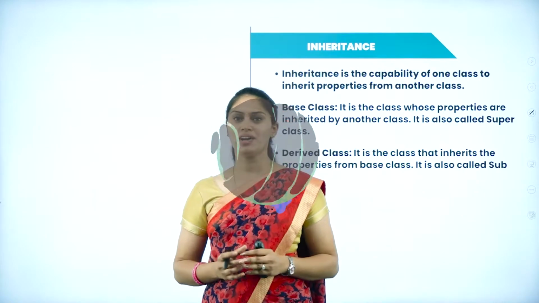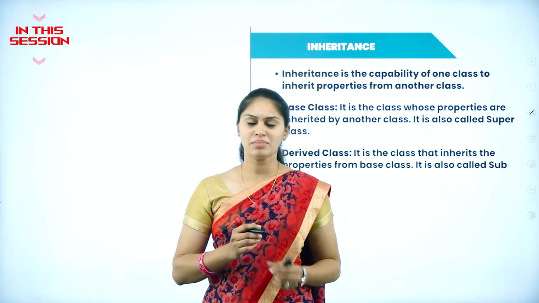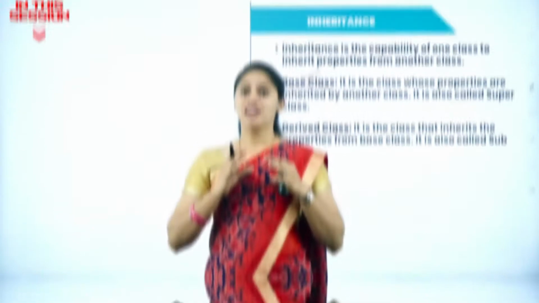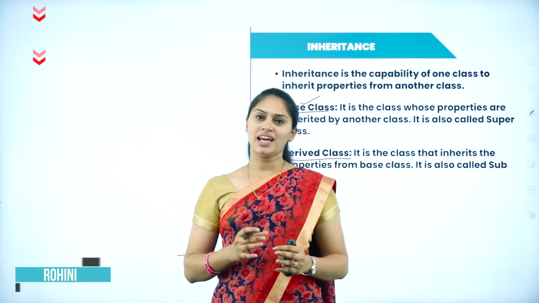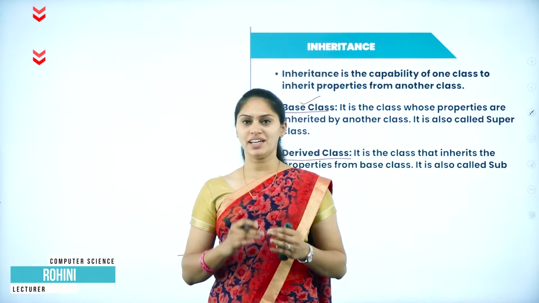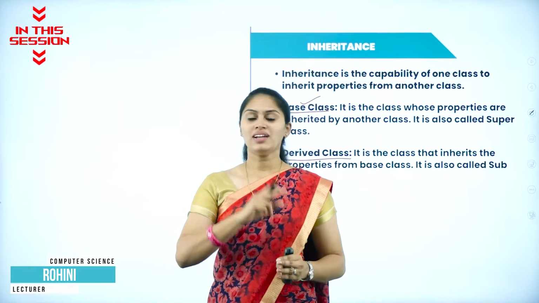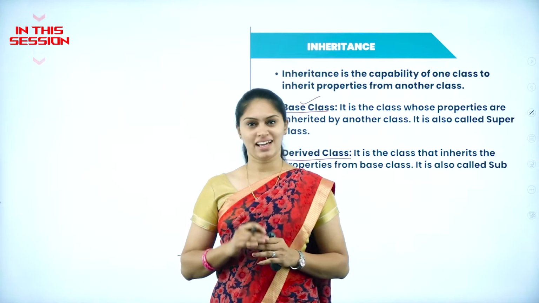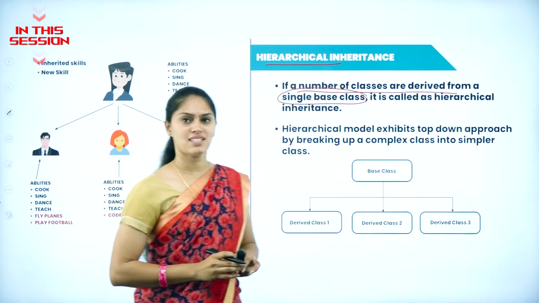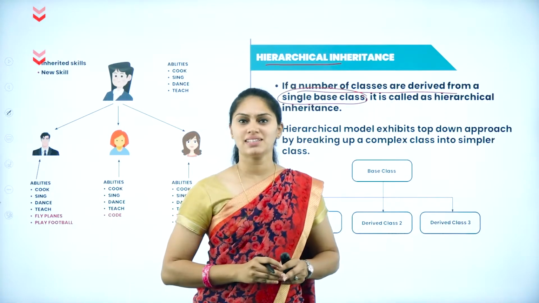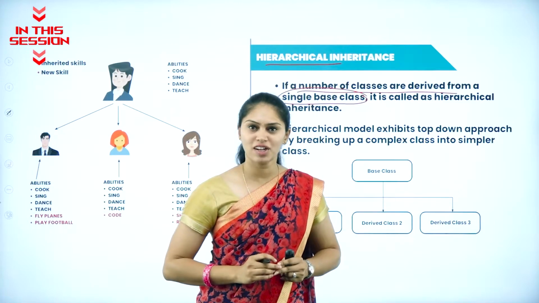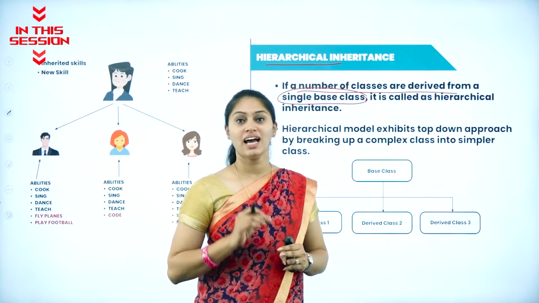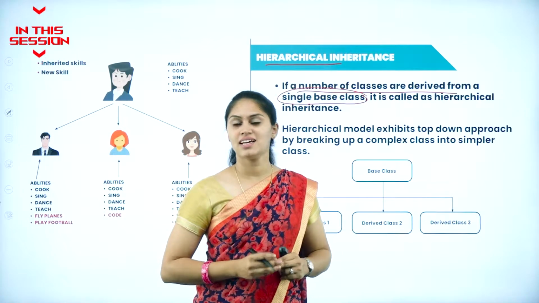Class is nothing but what? It will bind the data members as well as the member functions. If one class is able to inherit or acquire the features or properties of another class, that methodology is known as what? Inheritance. If a number of classes are derived from a single base class, then that kind of inheritance is known as what? Hierarchical inheritance.